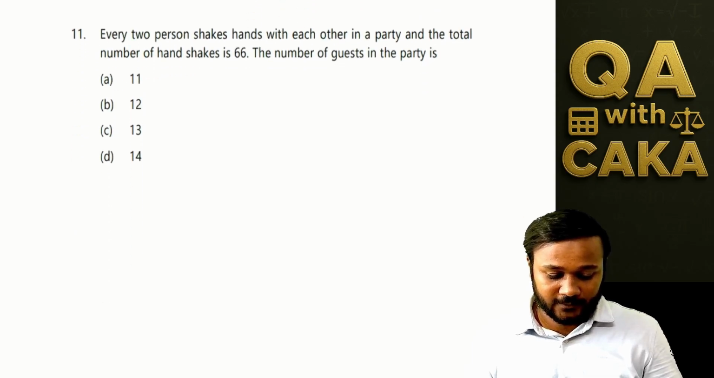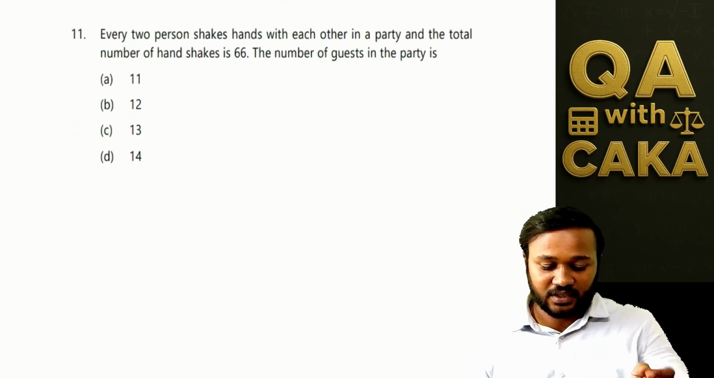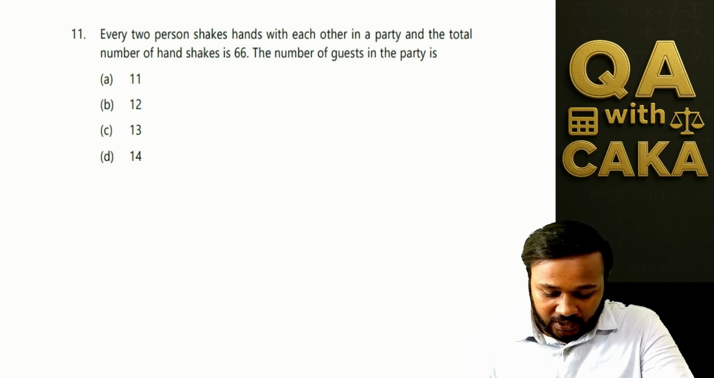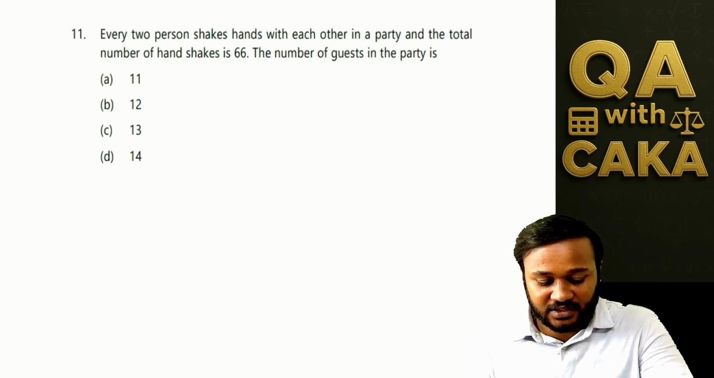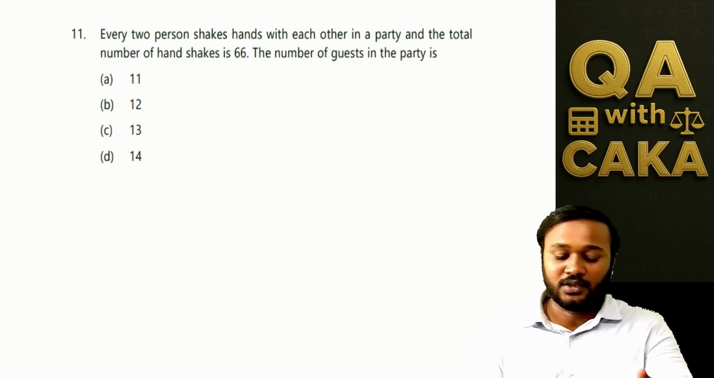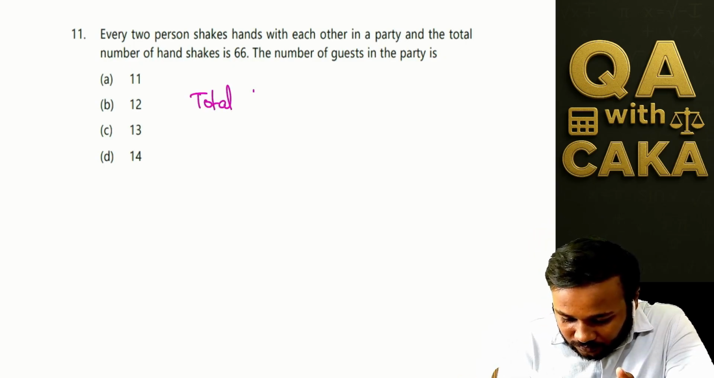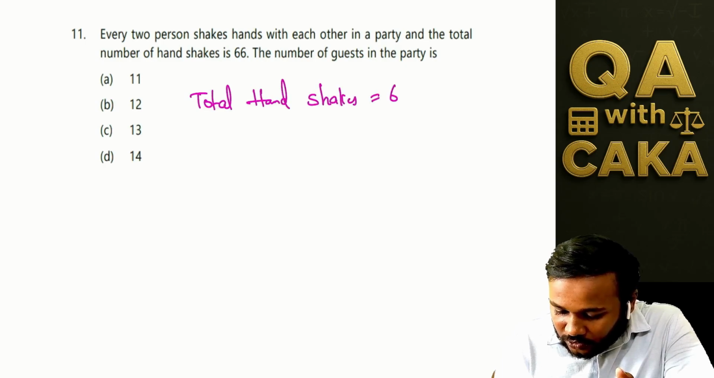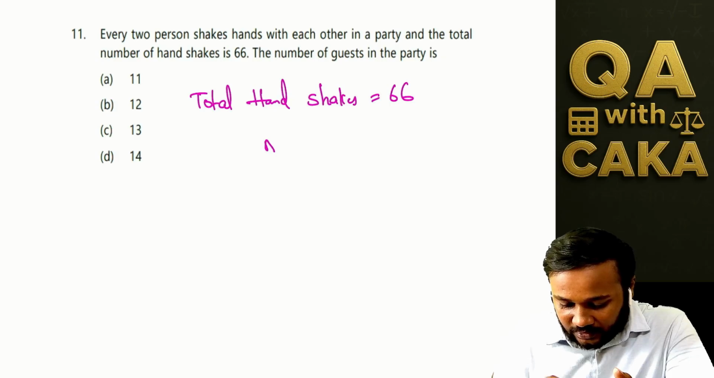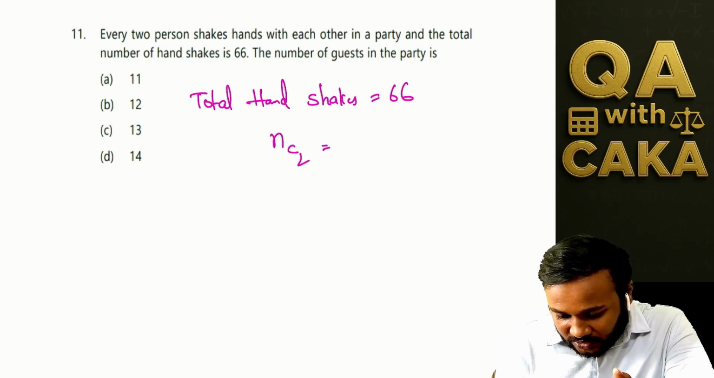Now your 11th question. Every two persons shake hands with each other in a party. The total number of handshakes is 66. The number of guests in the party? So total number of handshakes is equal to 66. Nothing but nC2 is equal to 66.